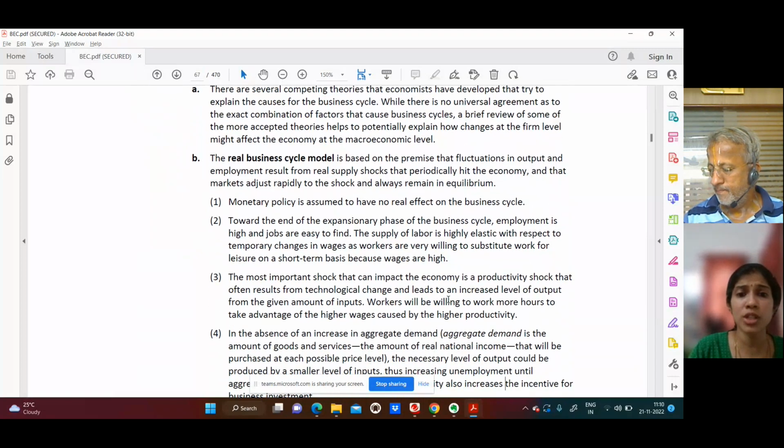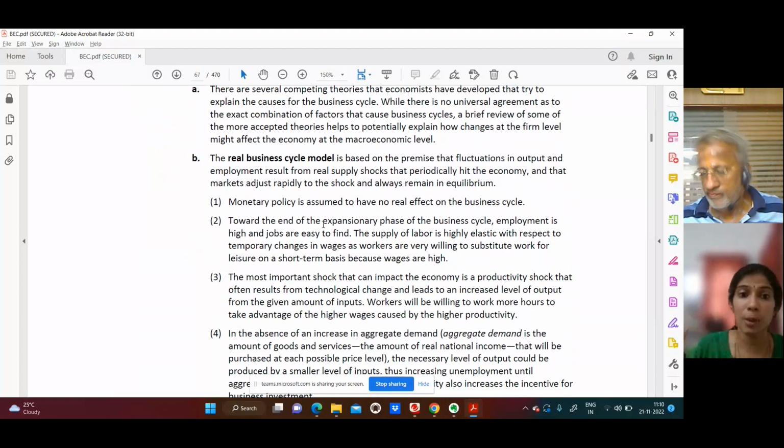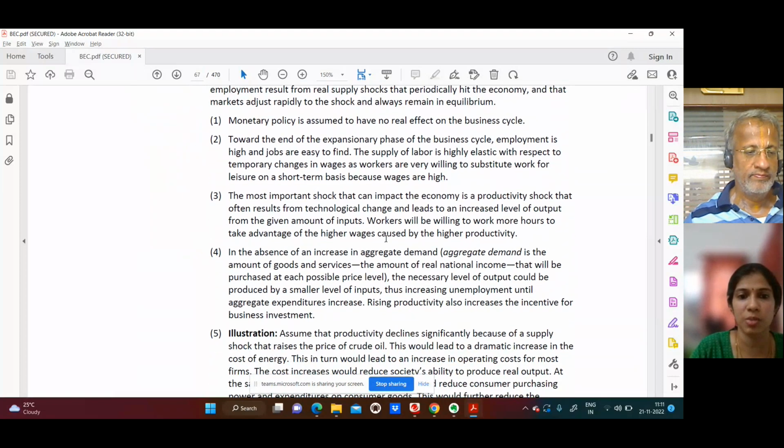So the most important shock is the productivity shock that often results from technological change, right? It is a factor of technology, and it is not a factor of your monetary policy or other broader macroeconomic policies. For example, this model will assume that the war which is ongoing between Russia and Ukraine will not have any impact. So it is only taking the real parameters which are affecting each and every business, right? So it is also telling the characteristics of this particular model.